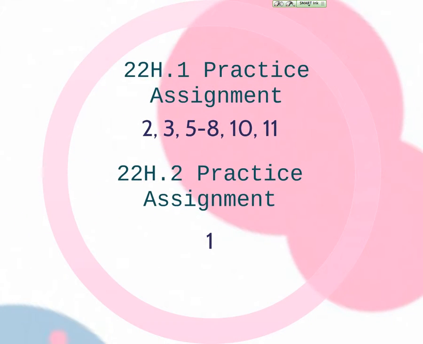So as I mentioned, there are not any separate notes for H.2. Give it a shot. Let me know if you have questions on it.